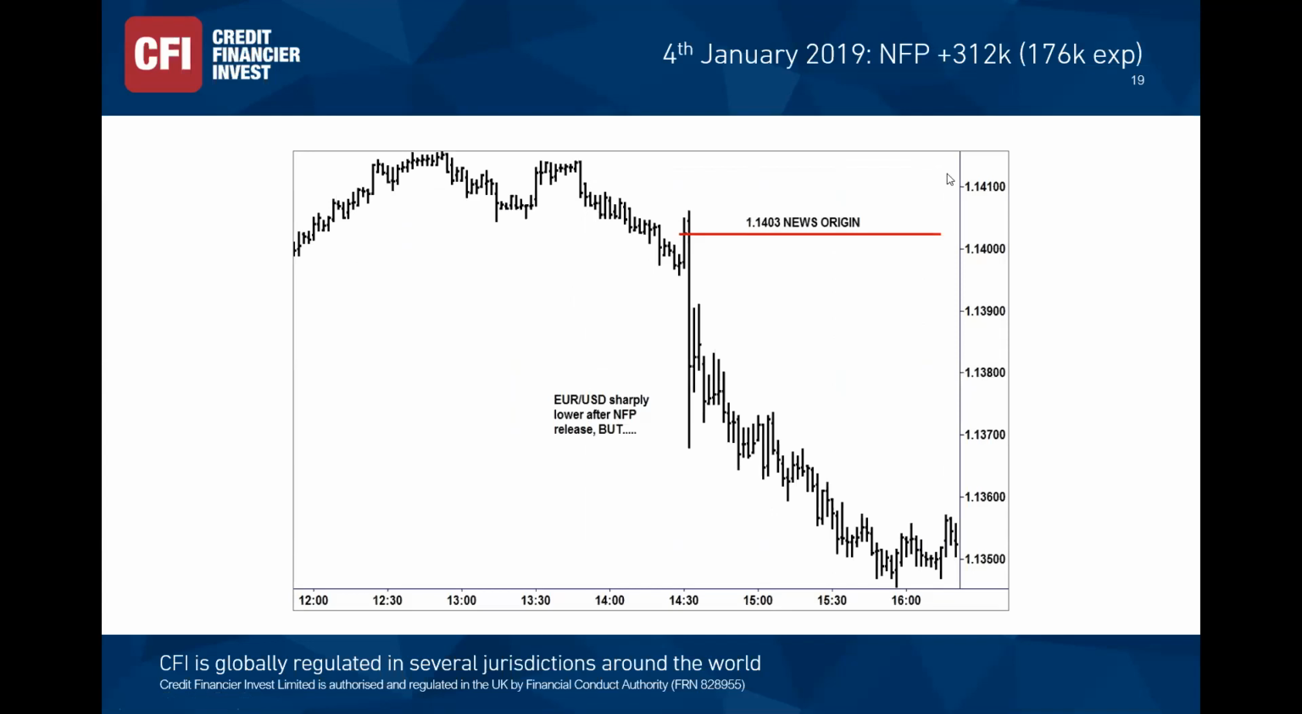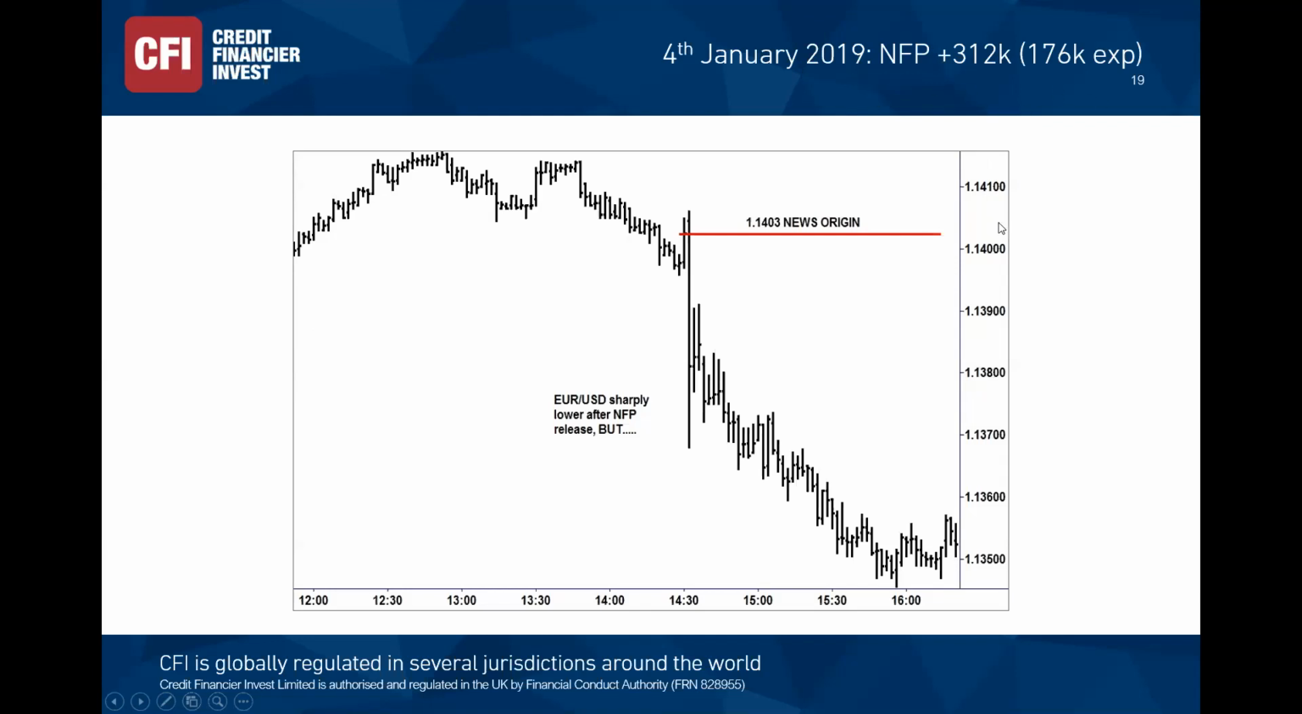Okay, a few more examples. This one again, non-farm payroll, euro dollar. You'll notice I use that quite a bit because it is quite extreme. This one was back in January 2019. And I just provided some numbers here just to help you get your head around some of the numbers to watch for tomorrow.